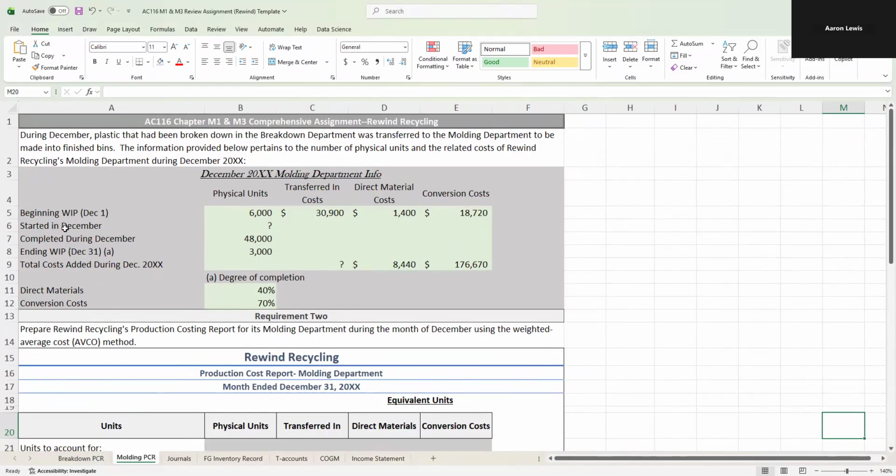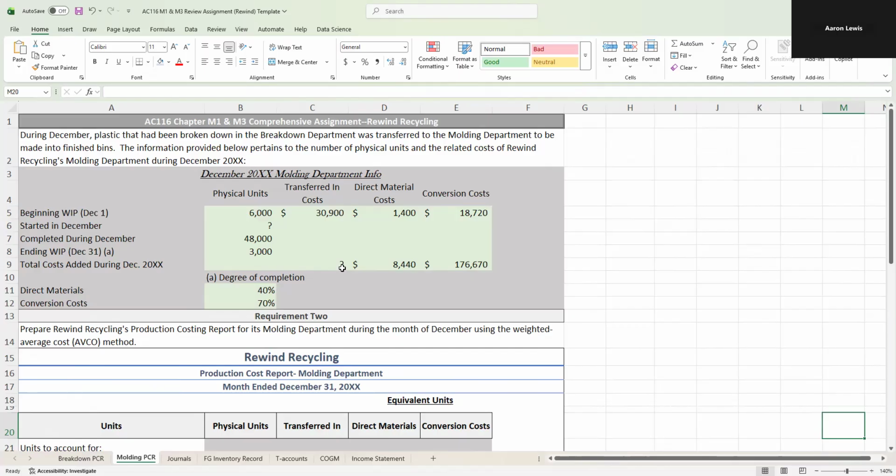And they are how many units that we started molding into bins during December and what amount of transferred in costs were added to this department during December. Well, this is the second phase of production, which means that the amount of units that we start molding has to be equal to the amount of units that were broken down and transferred to us from the breakdown department. And the amount of costs added that were transferred into us from previous phases of production has to be equal to the costs that were transferred out by the previous department.